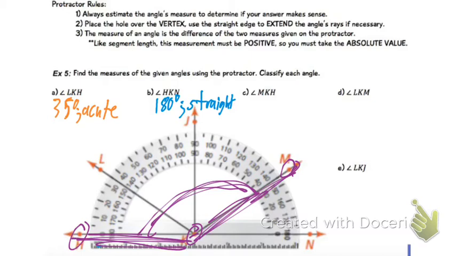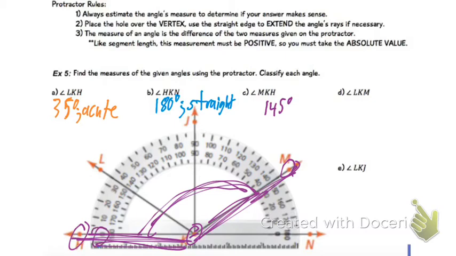So which one of these is more realistic? 35 or 145? 145, halfway between 140 and 150. Kenny said a very good thing here. Do you base it upon which side it starts on? Yeah, you totally do. So here, H is down at 0.